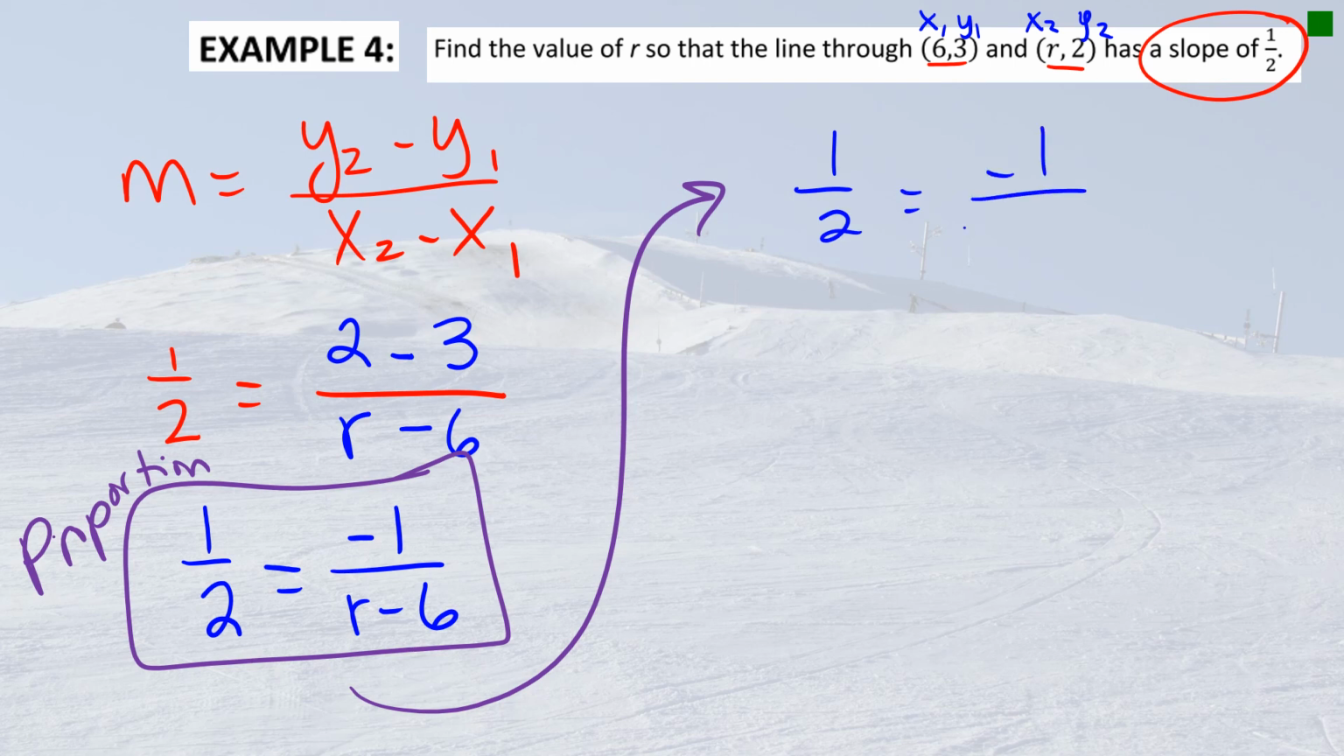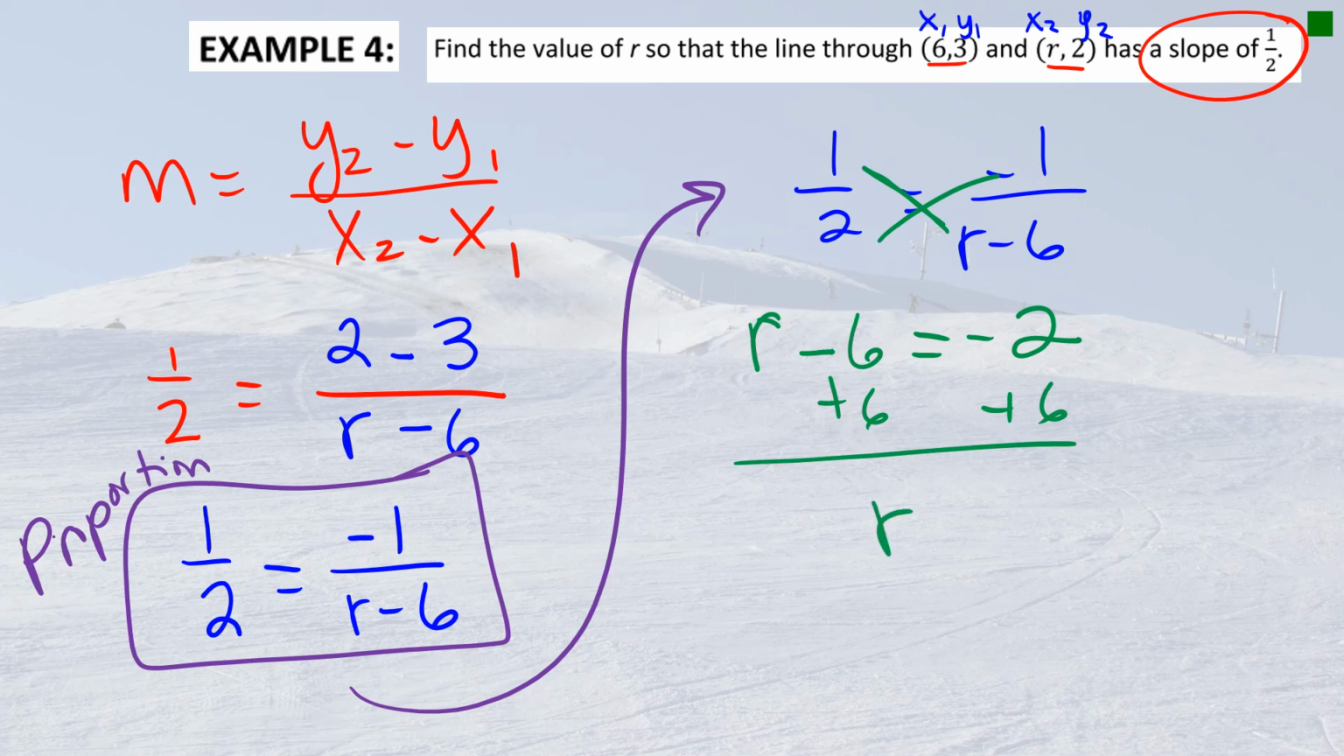So I'm just going to recopy this. So when I cross multiply, I'm going to go this way. So 1 times r is r, minus 1 times 6 is 6, and that's equal to negative 2. So I add 6 to both sides, and I get r equals 4. So my solution is r equals 4. If I put a 4 in for x2 or r, then that line is going to have a slope of 1/2.